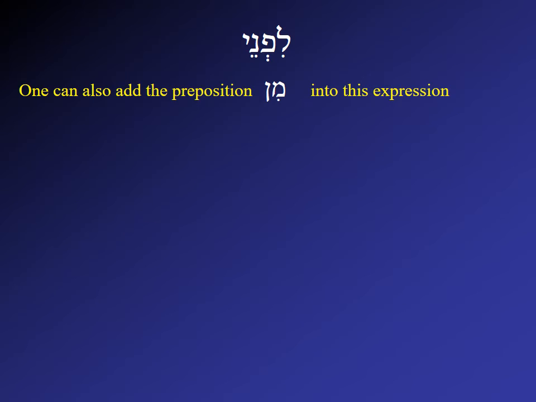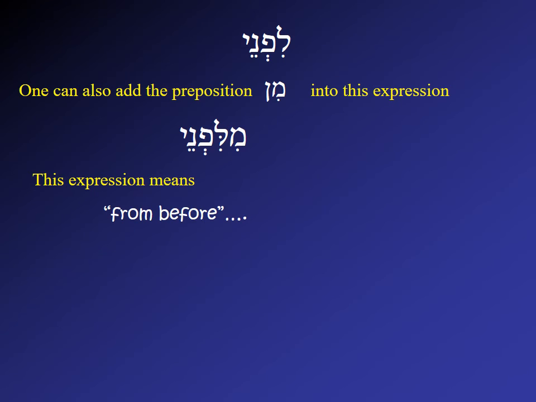Now there's another related form that we can also learn. This is simply attaching the preposition min, meaning out of or away from, to the preposition lifnei. So if you add min to lifnei, then your nun will assimilate, and you get milifnei. So this expression just means, quite literally, from before, or from the presence of, or away from, being in front of, something like that. So lifnei, before or in the presence of, milifnei, from before or from the presence of.